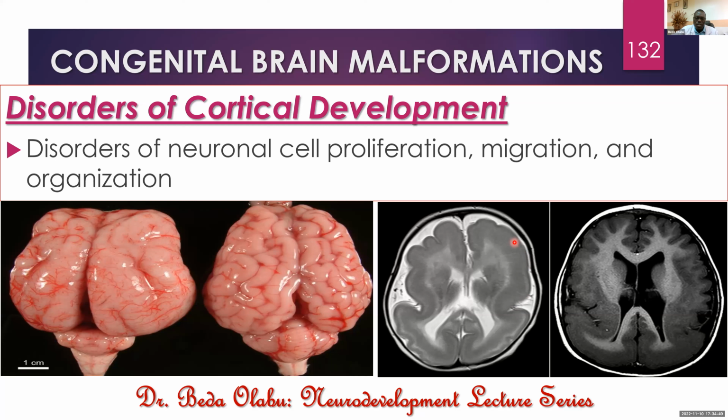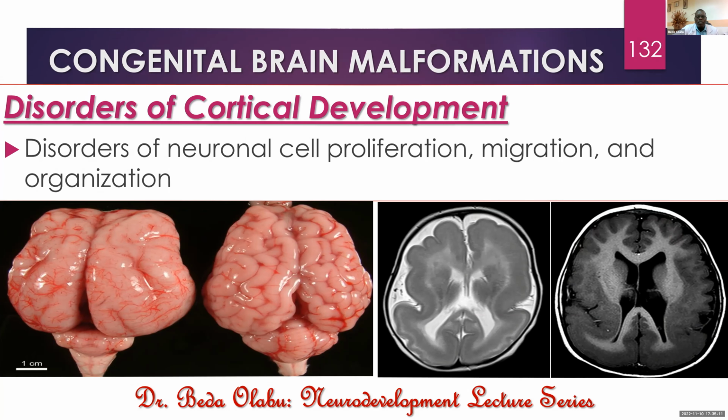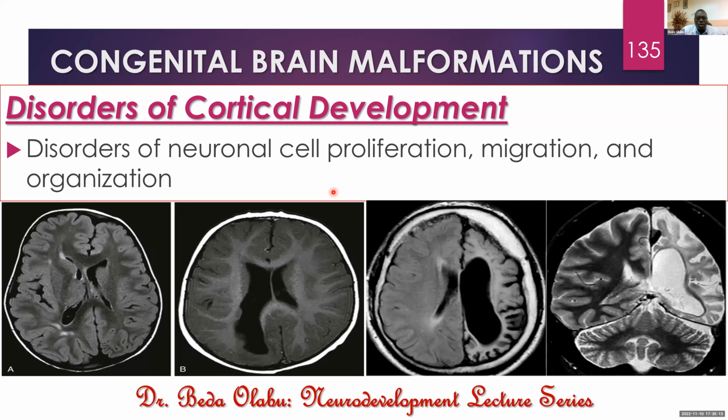so there are fewer convolutions. It can be global, like in this brain, the second image, the third image there, or the first MRI image, or it could be partial, like in the last image there, where we see posteriorly there is lissencephaly, but the rest we can see normal brain convolutions. We may also have what we call hemimegalencephaly.